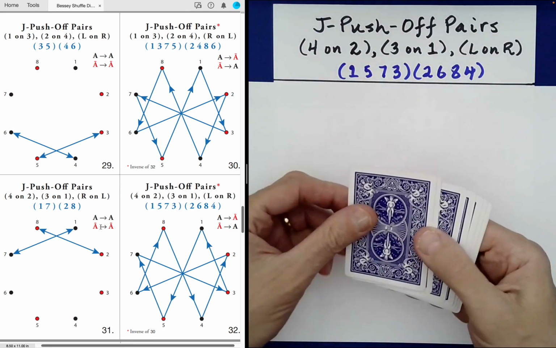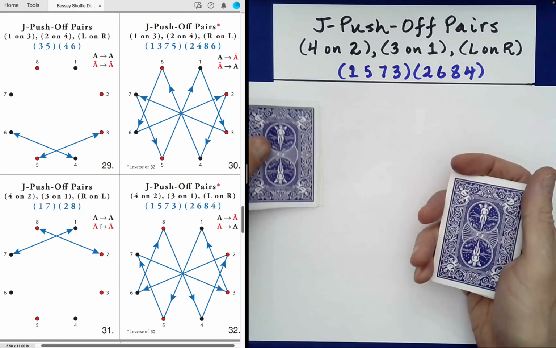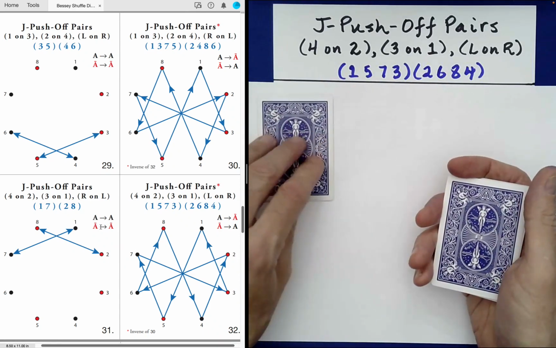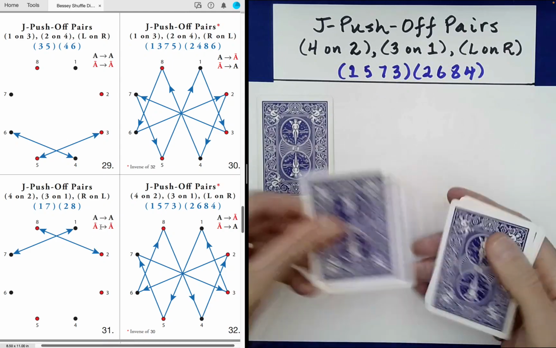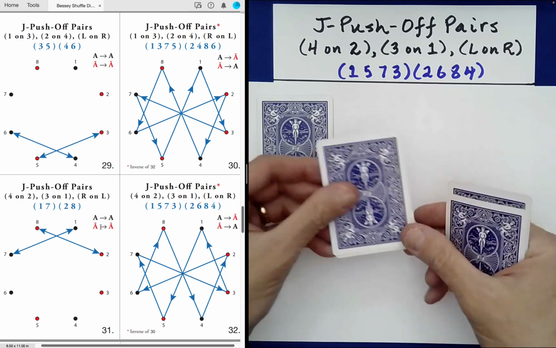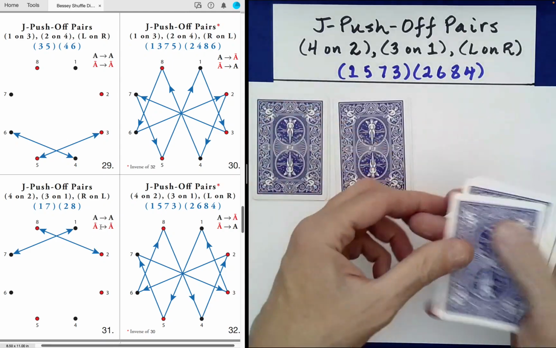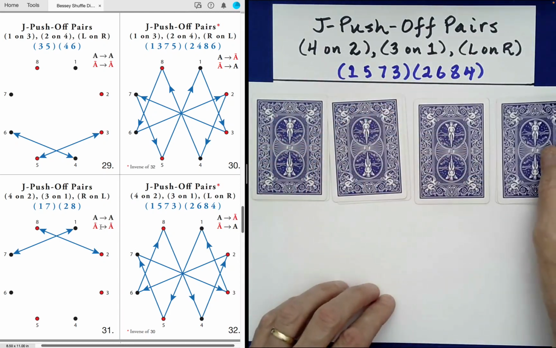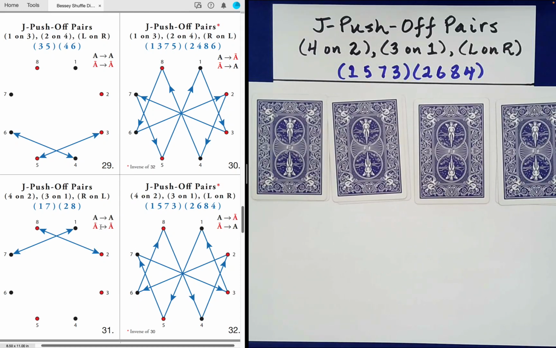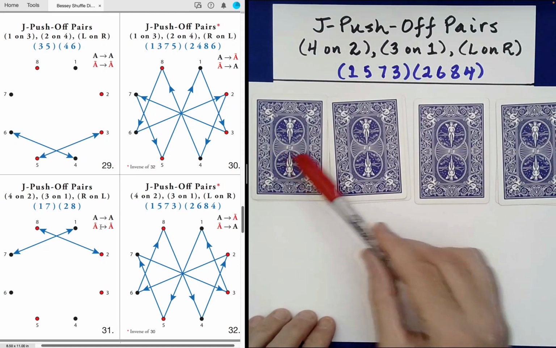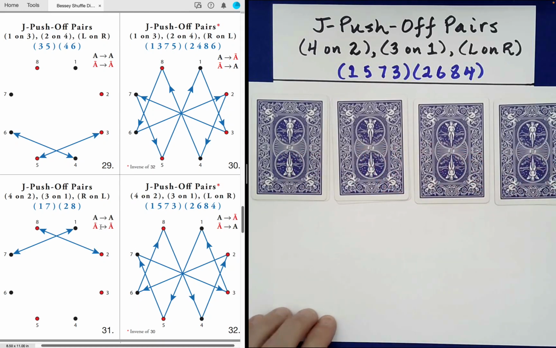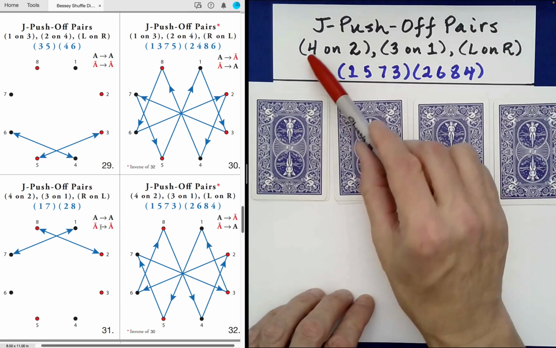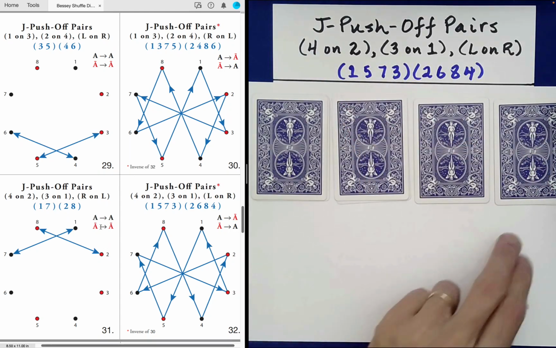So push-off pairs is where you just push off the top 2 cards without rearranging the order of those 2 cards relative to each other. You push off the next 2. You push off the next 2. Finally, that leaves us with 2 that would make up the 4th pile. So we have piles 1, 2, 3, and 4. And so we can see the stacking requires us to do the following.